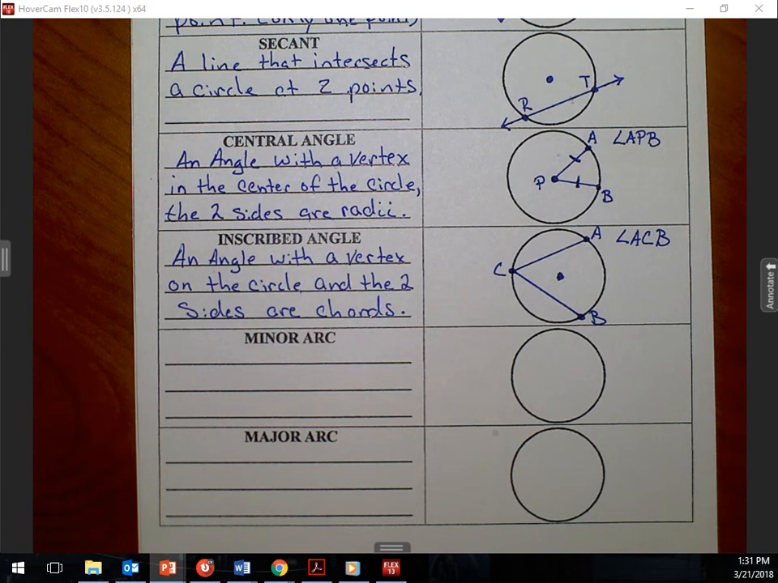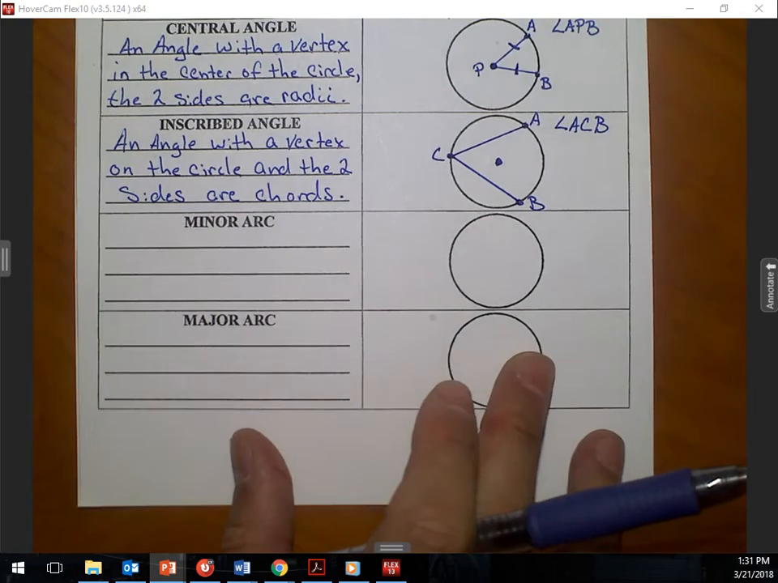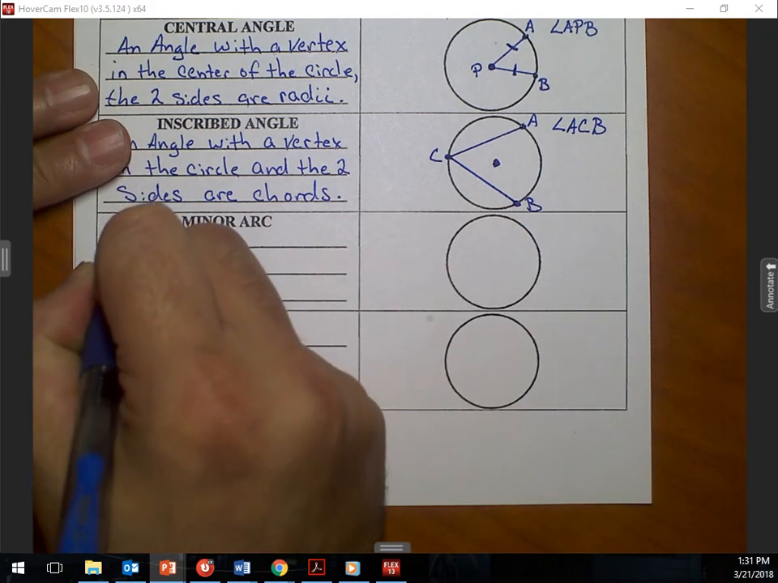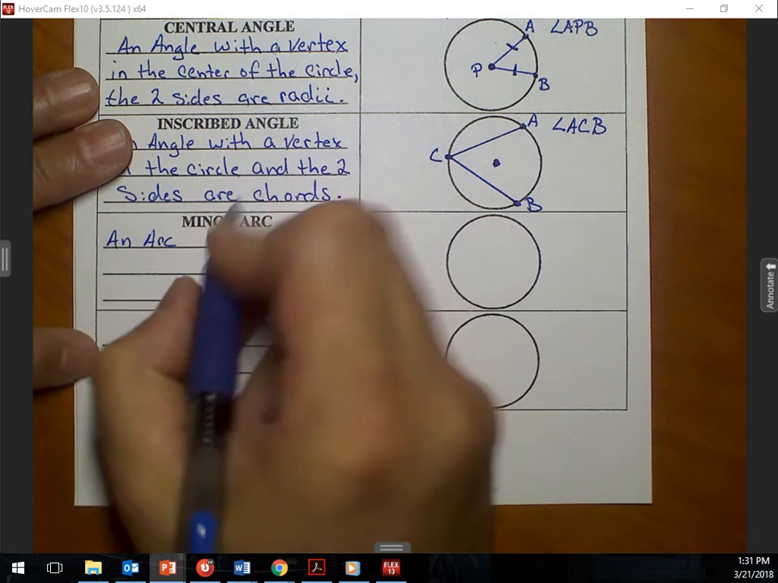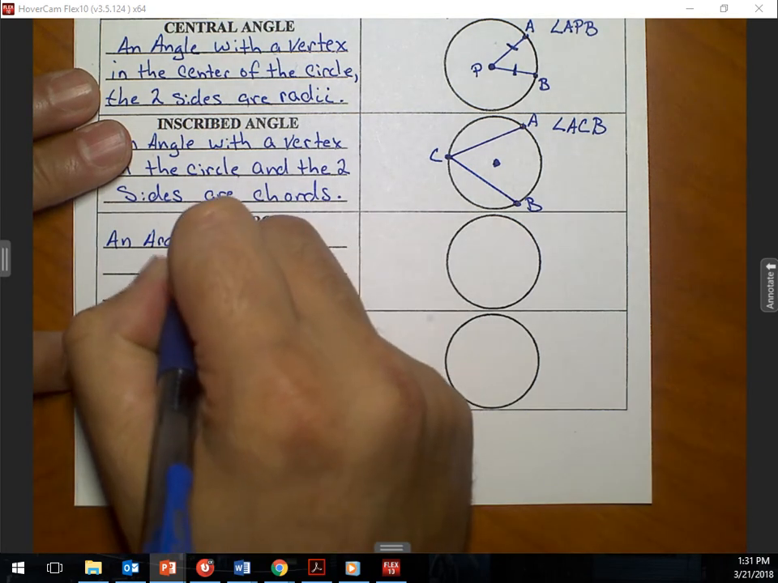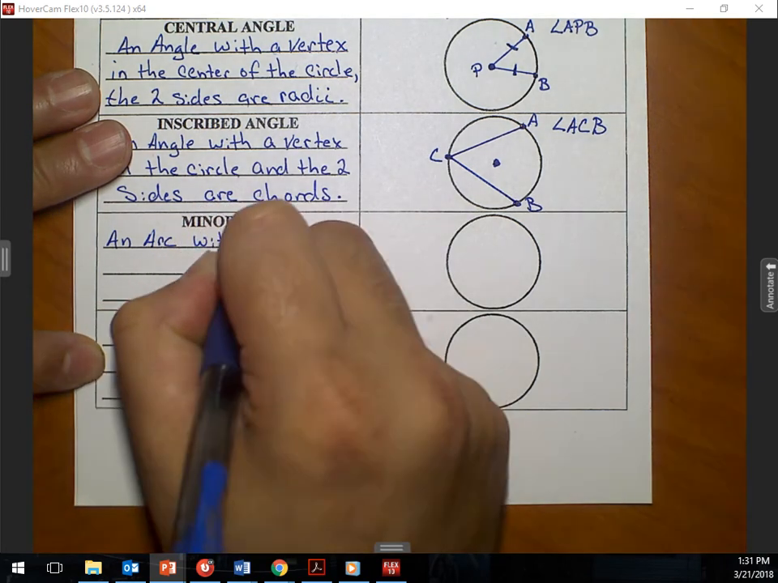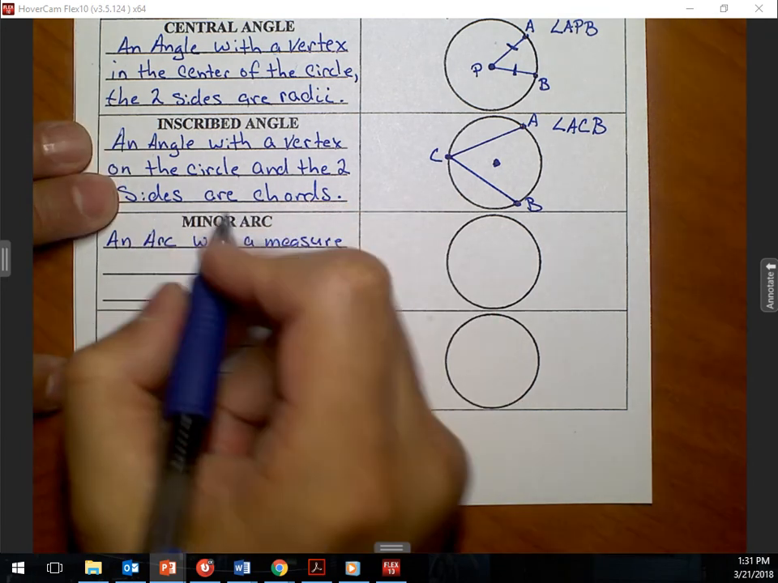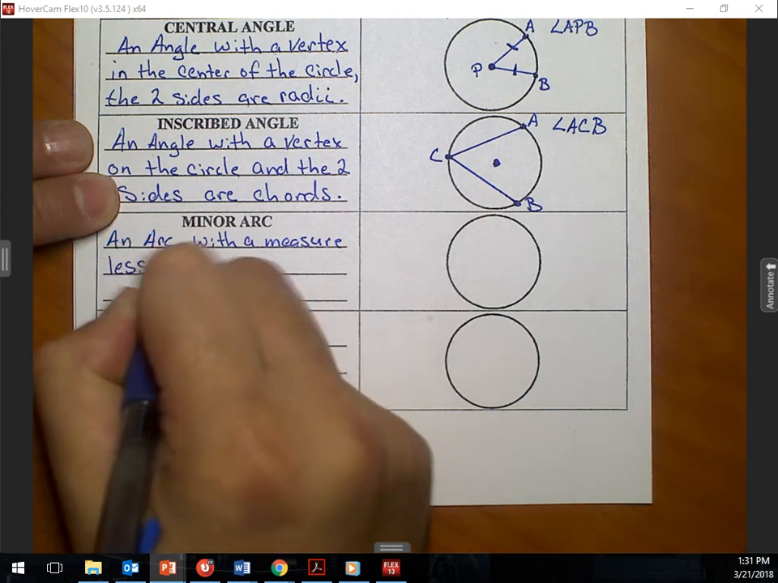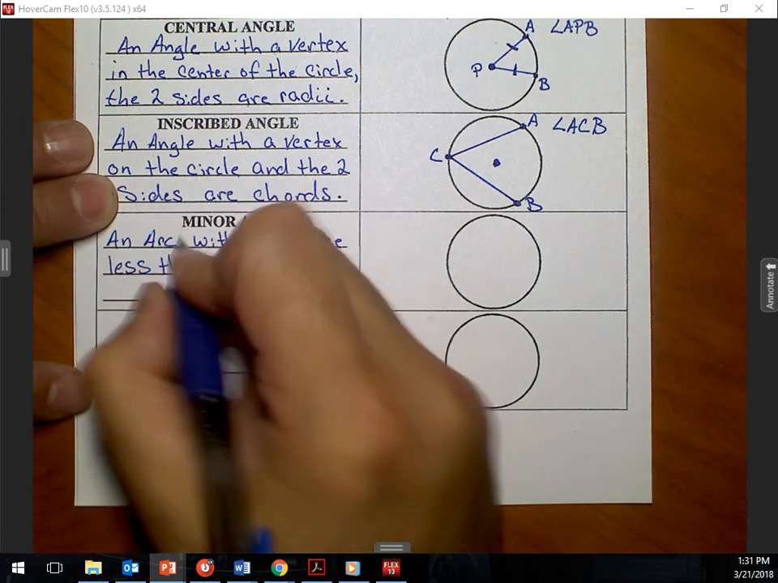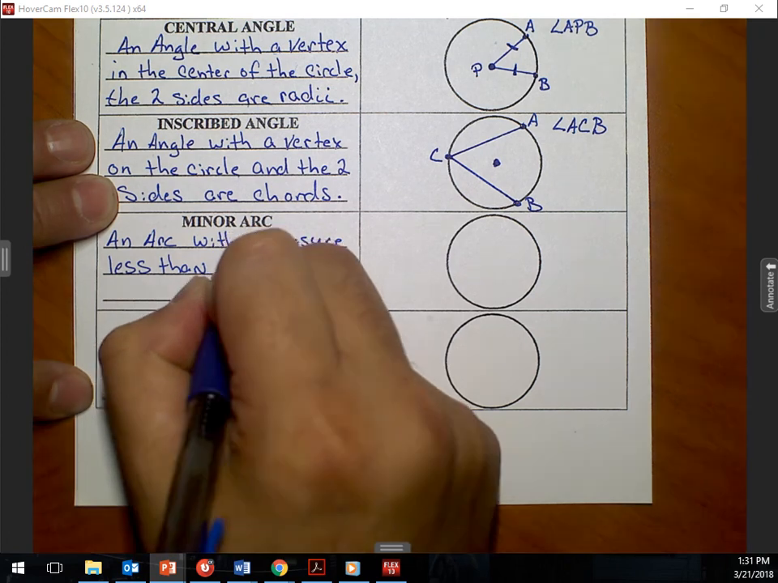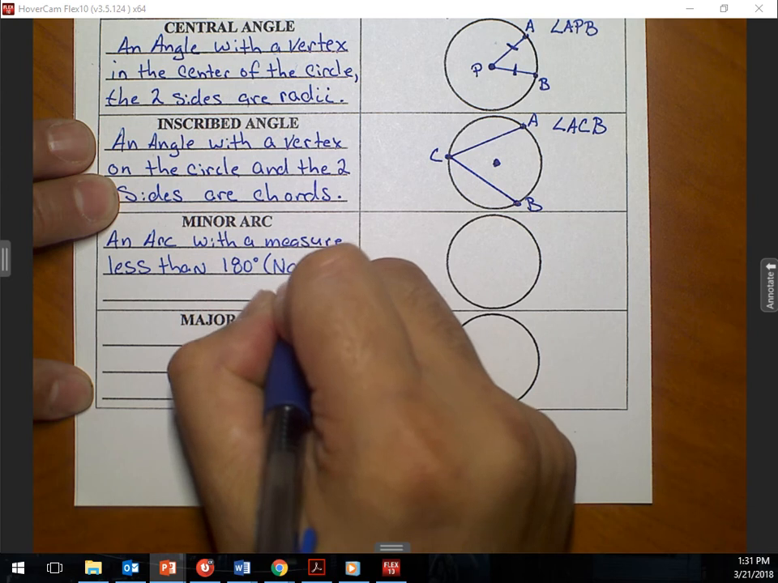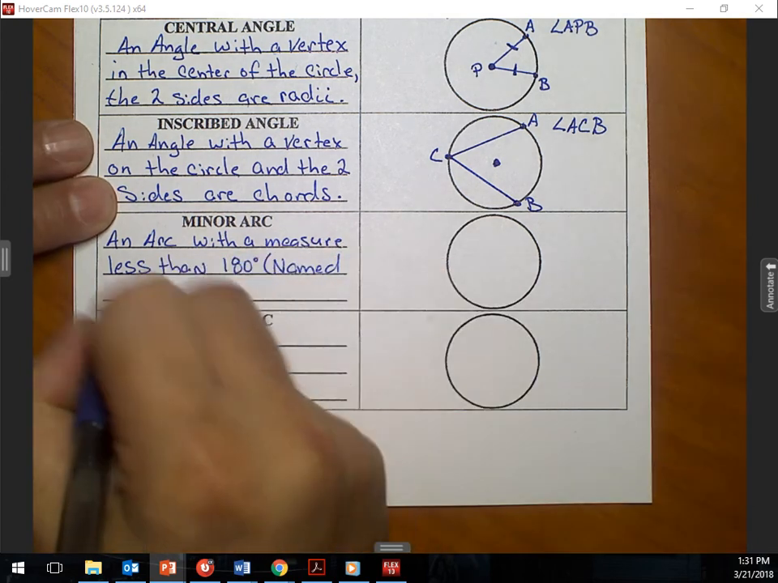All right, next one is minor arc. An arc with a measure less than 180 degrees and named with 2 letters.